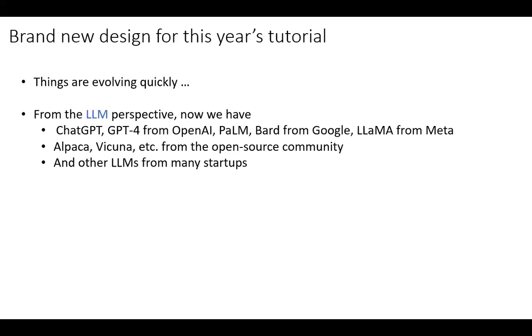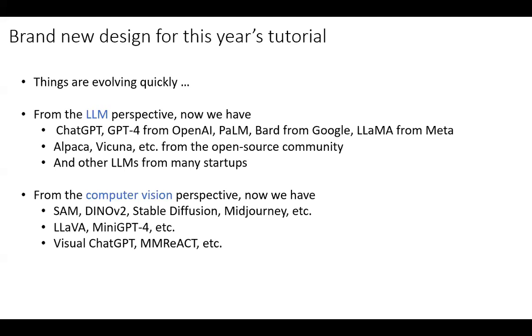And from the language modeling perspective, now we have the so powerful ChatGPT and GPT-4 from OpenAI. We also have PaLM and Bard from Google, and LLaMA from Meta, right? And from the open source community, there are so many instruction-tuned versions such as Alpaca, Vicuna, etc. We also have so many large language model startups. From the computer vision perspective, from the community side, we also have DINOv2, Stable Diffusion, Midjourney. We also have attempts at mini GPT-4, etc.